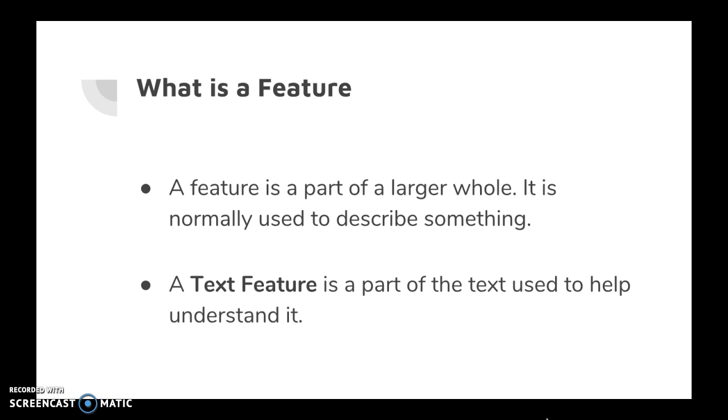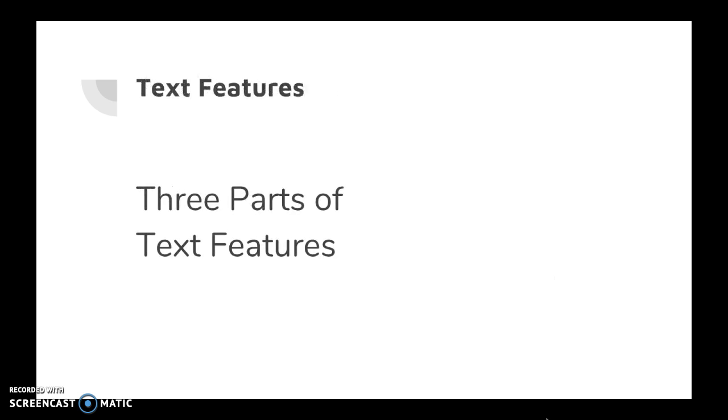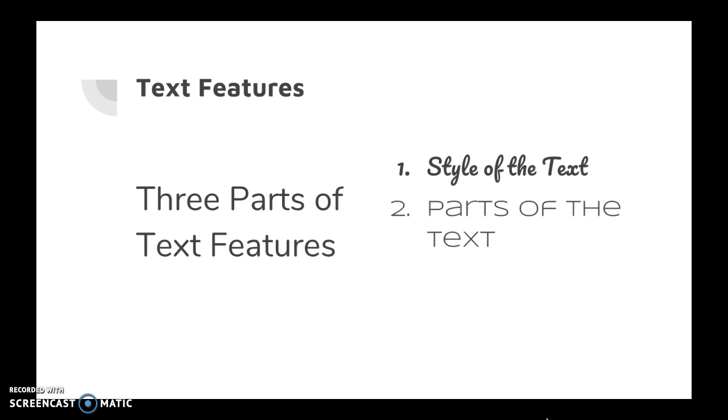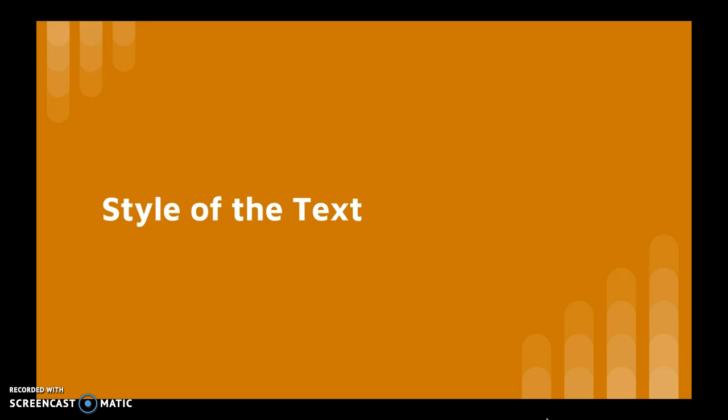So we're going to focus on text features, but features can be used throughout all of reading and all of writing. There are three parts to text features. The first part is the style of the text, which we will be looking at first. The second part are the parts of the text, and the last part are additions to the text. We'll look at these three parts closer in the next few slides.